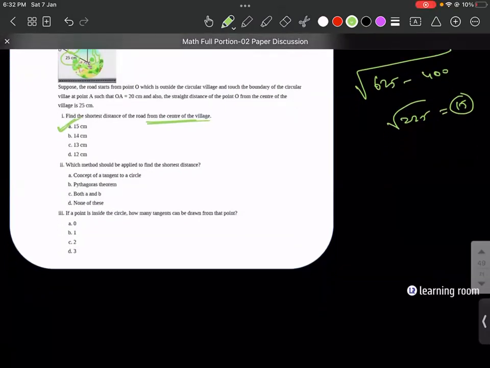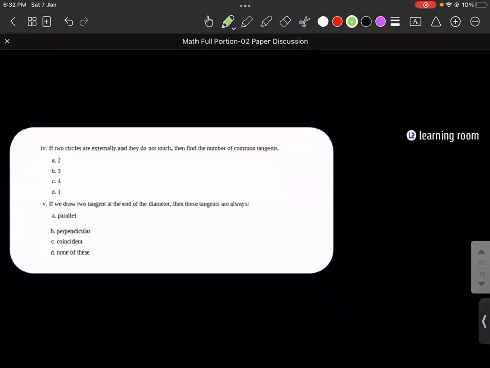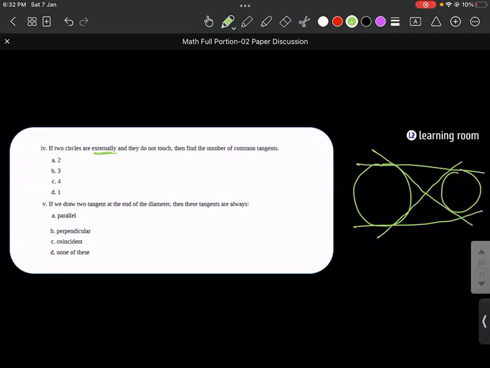So which method should be applied to find the shortest distance? Both A and B. Yes, both A and B. If a point is inside the circle, how many tangents can be drawn? 0. Cannot draw. This is what you asked me yesterday, right? Yes, sir. If two circles are external and they do not touch each other, then the number of common tangents that you can draw are? 1. Is it 2, sir? It is 4. You can draw 4. Next time correct it, okay?